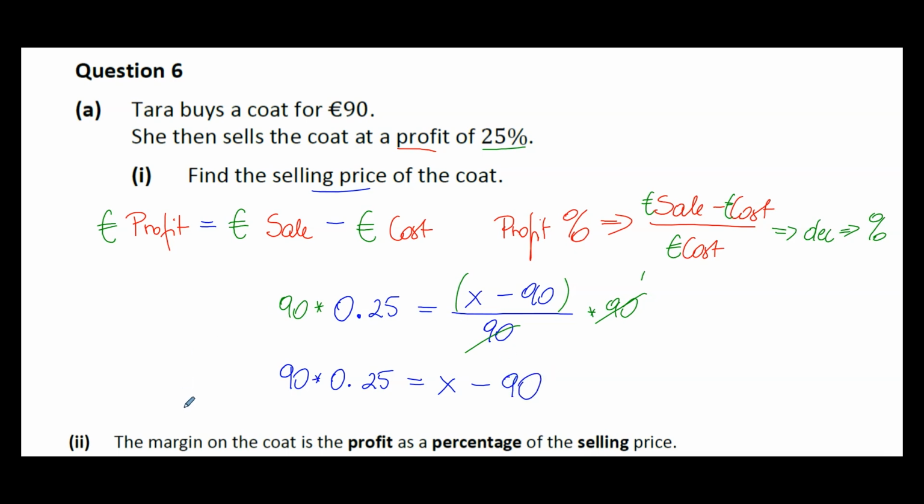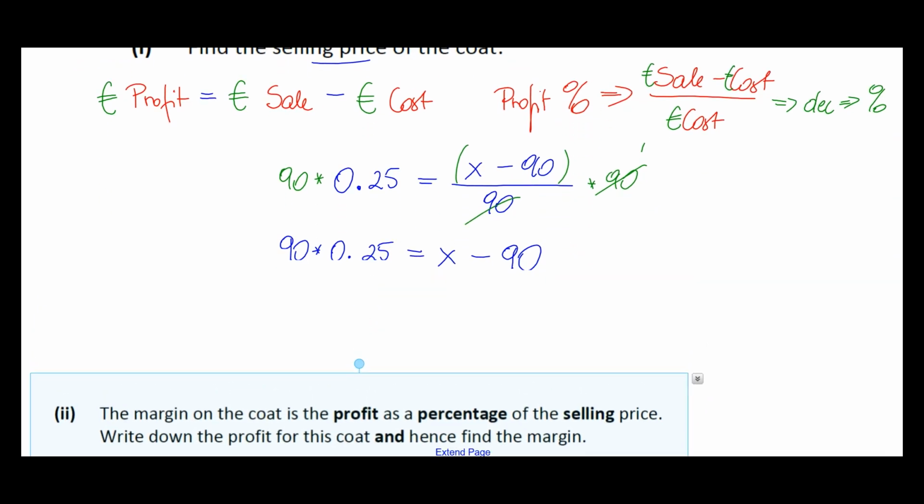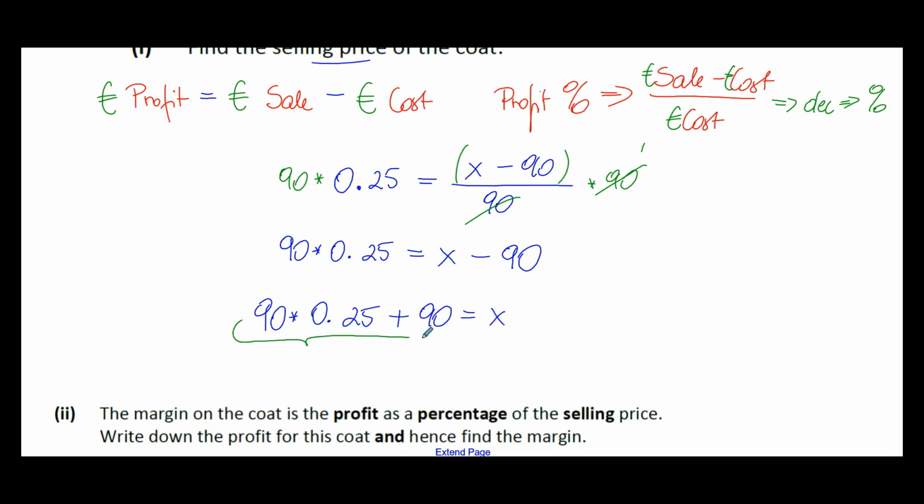Now, the last thing to do is to get that 90 to the other side of the equation. If we move a number from one side of the equation to the other side, what happens? It changes the sign to the opposite, isn't it? So my negative 90 will become plus 90, and that equals x. And then when we put all of that in our calculator, press equal, we're going to have 112.5. So that is the selling price.